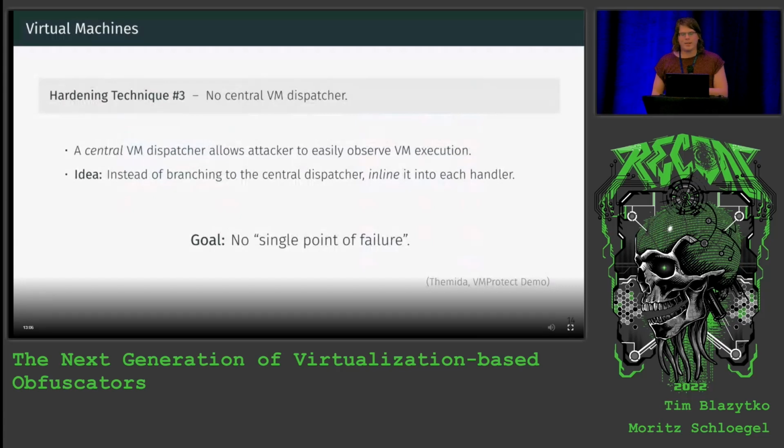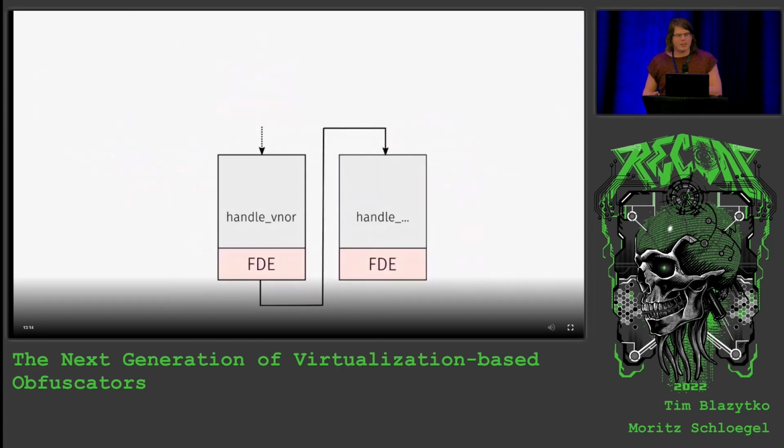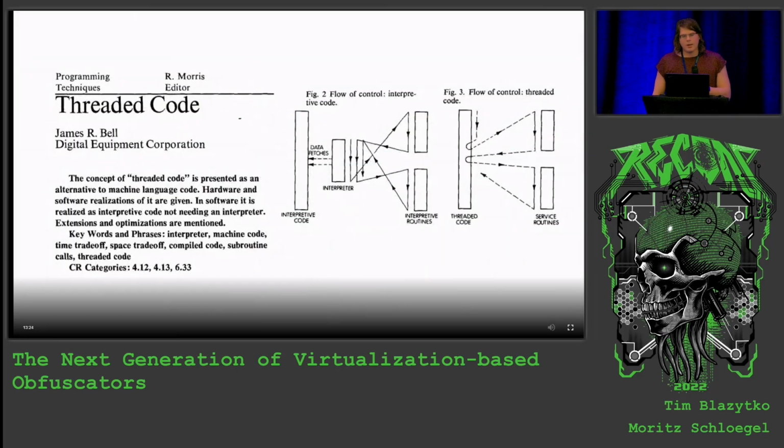Therefore, what's typically done is that we don't jump back to one central dispatcher. Instead, we inline the dispatcher at the end of each handler, and then one handler directs the control flow to the other handler without going to a central instance. So, and this is a technique that goes back to the 70s and is known as threaded code.